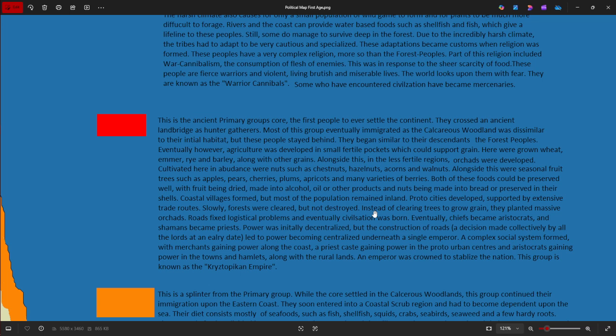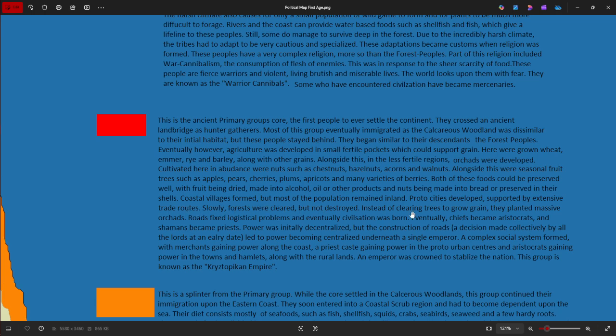And with these surpluses of grain, those who owned the grain eventually became aristocrats and lords. Yeah. And then some peoples decided to settle upon the coast, eating fish, eating a fairly similar diet to the other people. But most of them stayed inland, and then eventually proto-cities developed, supported by extensive trade routes.